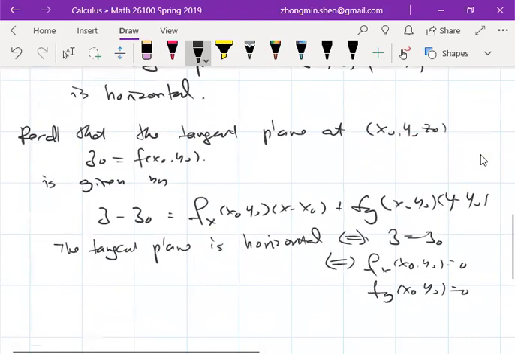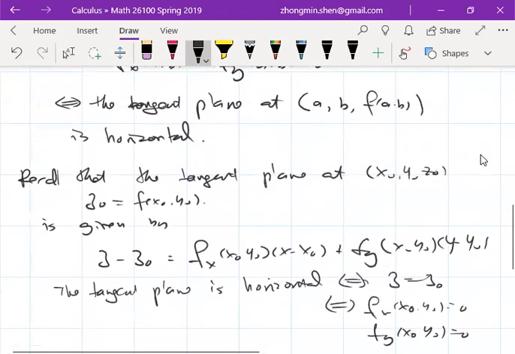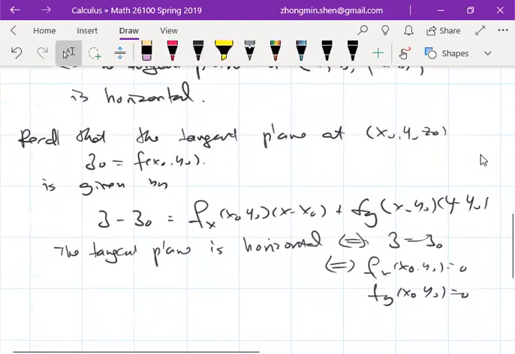So if the function has a local maximum value or local minimum value at a certain point, then the partial derivatives must be 0.